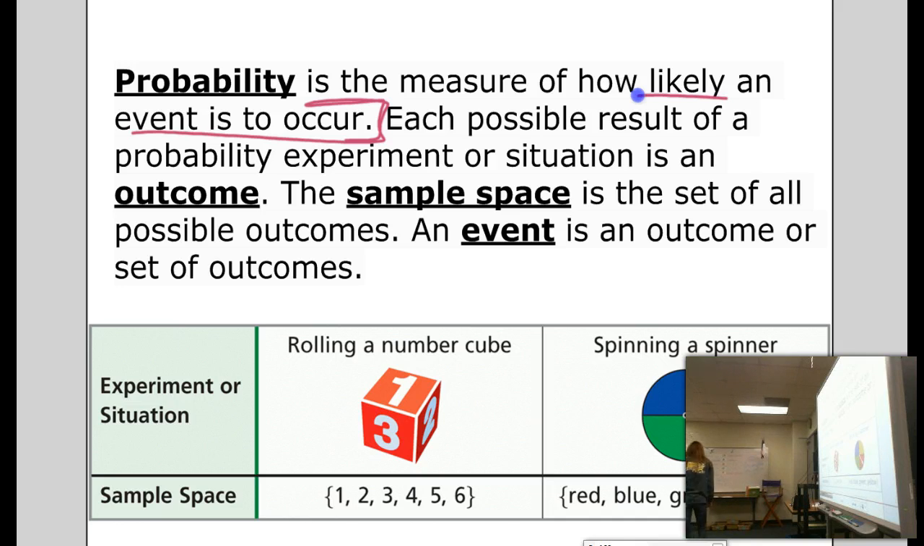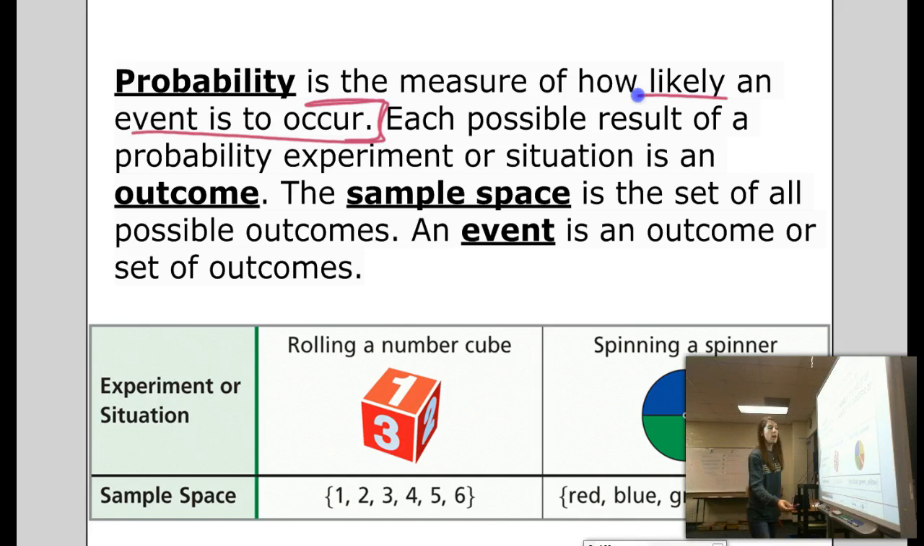Probability. How likely an event is to occur. And then each possible result is called an outcome. And if you take all the possible outcomes that there are, it is called the sample space. That's all the possible outcomes that there are. Sample space. And then an event is an outcome or a set of outcomes.